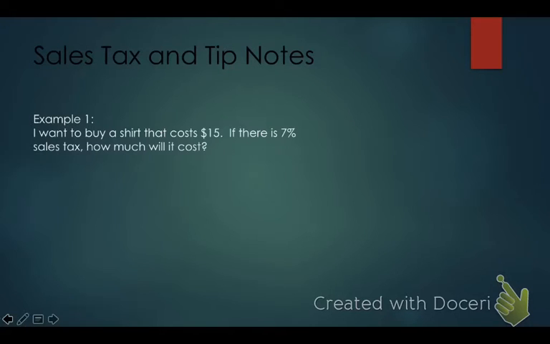All right, example 1. I want to buy a shirt that costs $15. If there is 7% sales tax, how much will it cost? All right, so let's see. I want to make sure that I'm doing this correctly. So let's say I want to buy a shirt that costs $15. Okay, so I've got $15. And if there is a 7% sales tax, how much will it cost?